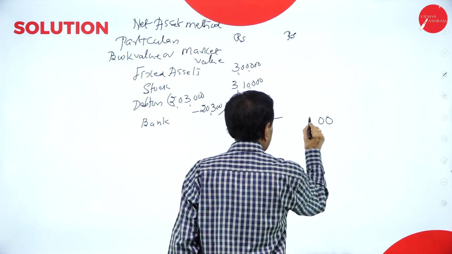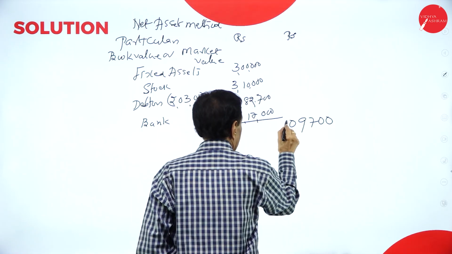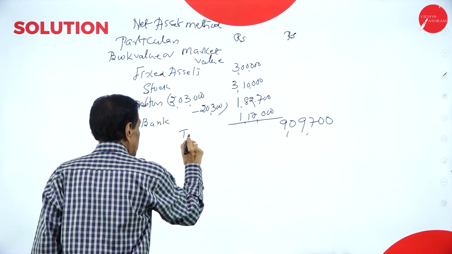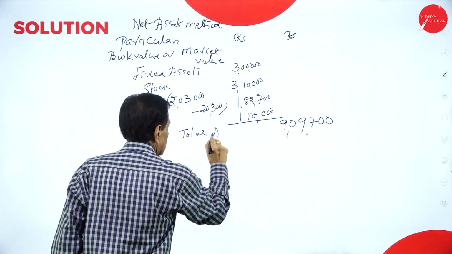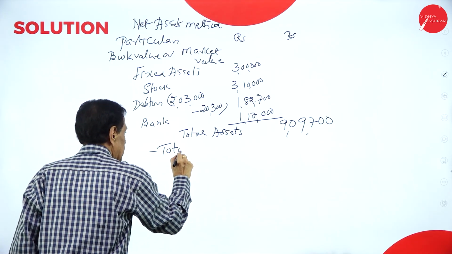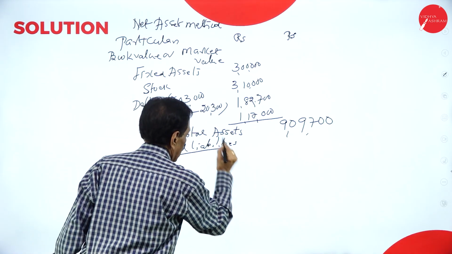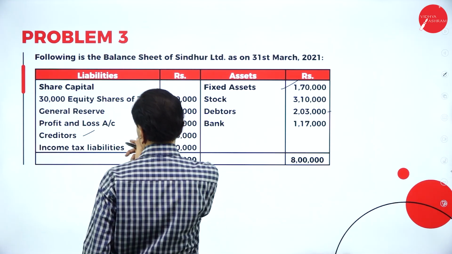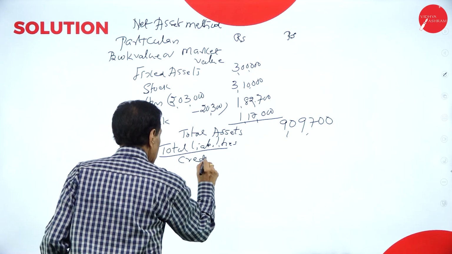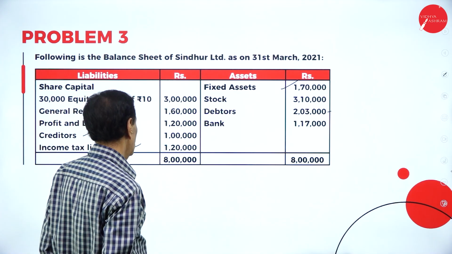This is 9 lakh 9,700, the total assets. Minus total liabilities. Which are the liabilities? Creditors. See that in the balance sheet. What is the creditor figure? 1 lakh.